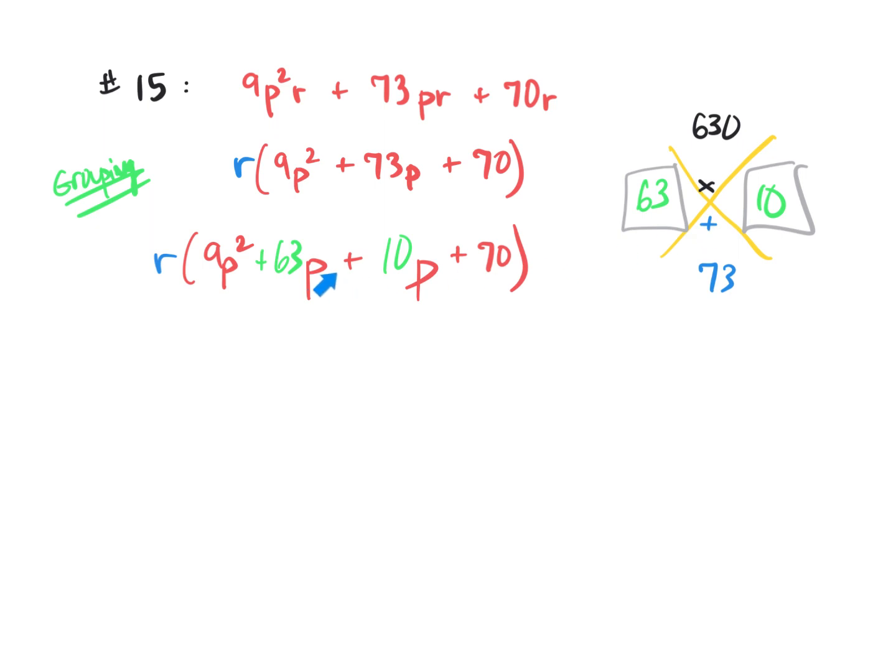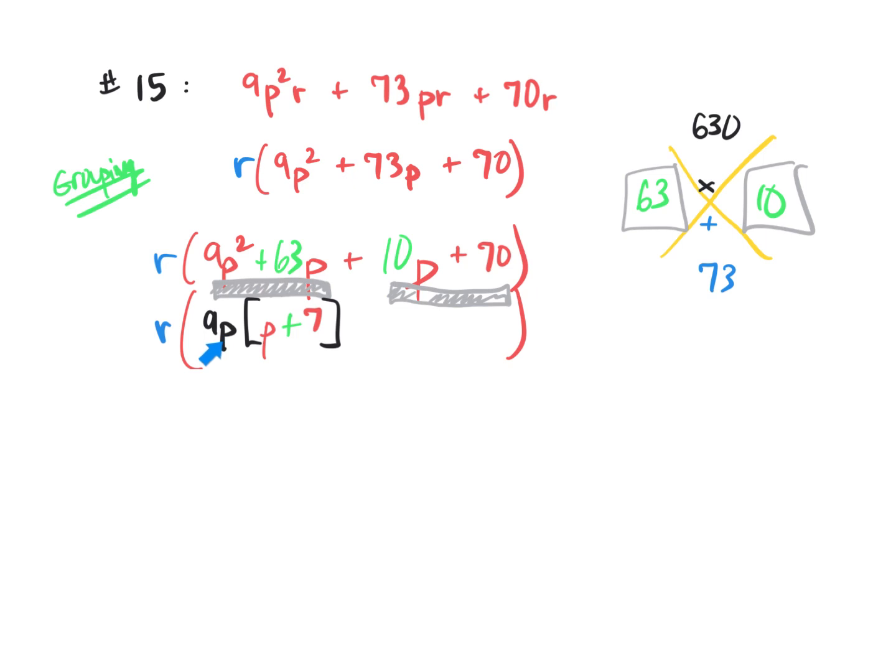63p and 10p. It's the same thing as 73p, but now that we have four terms, we can factor by grouping. With the first group of two terms, factor out the greatest common factor, which is 9p, and when you factor out 9p, we're left with just p plus 7.